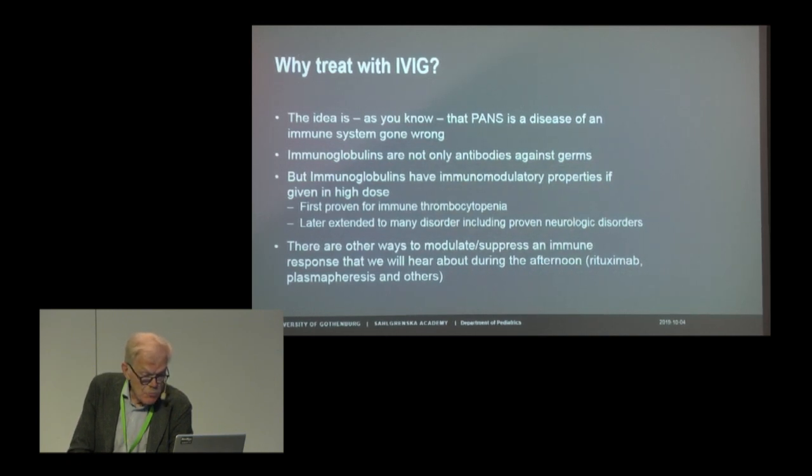So later, of course, immune modulation has been extended to many diseases of autoimmune origin, including neurological diseases. And we will hear more this afternoon about other ways to manipulate the immune system, for example, with rituximab.